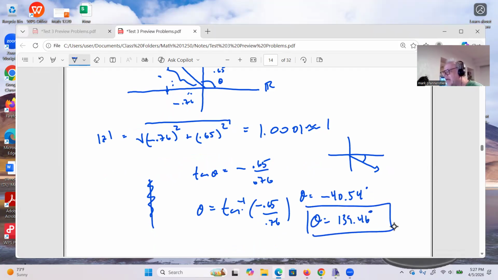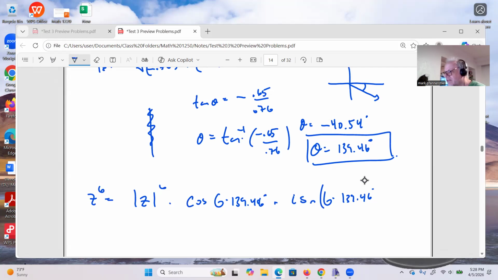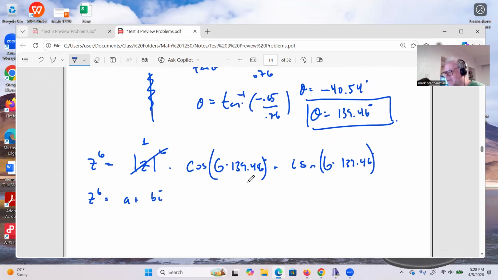All right. So we have our angle and we have our modulus. Now we can say that z to the sixth power is equal to the absolute value of z to the sixth power times cosine of 6 times 139.46 degrees plus i sine of 6 times 139.46 degrees. This is what we actually have to figure out, because we want to write z to the sixth power as a plus bi. We knew the modulus was 1, so 1 to the 6 is still 1. Now we have to figure out this little piece over here.